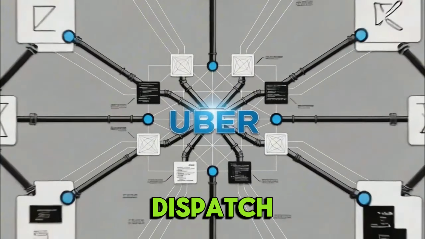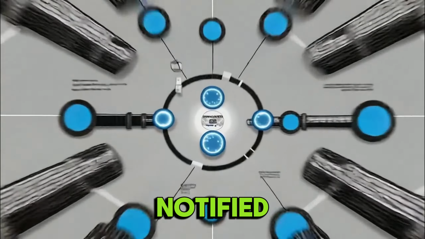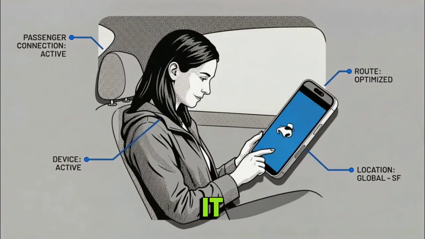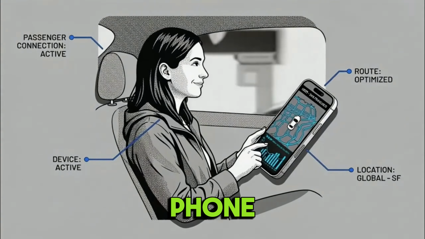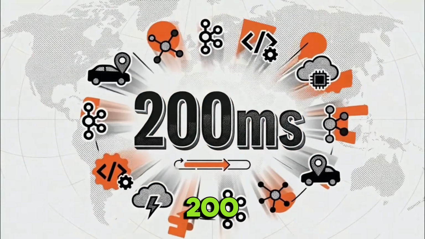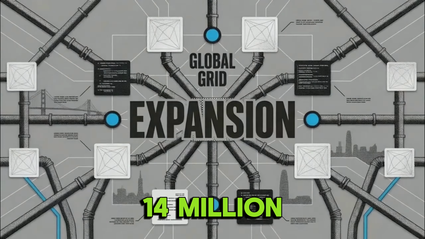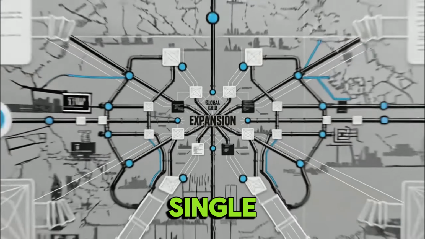It logged a dispatch event to its data warehouse. It notified the payment processor to pre-authorize the rider's card. And it sent a push notification to the rider's phone. All of that in 200 milliseconds across a distributed system that processes 14 million trips every single day.